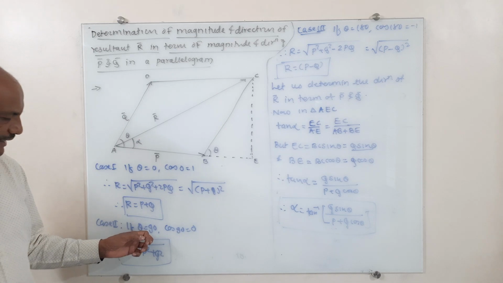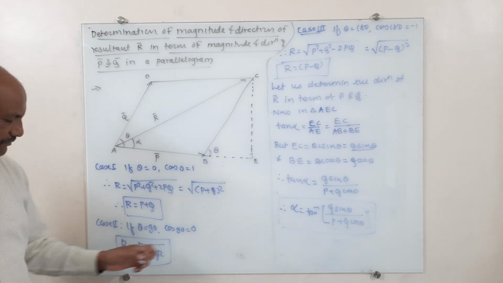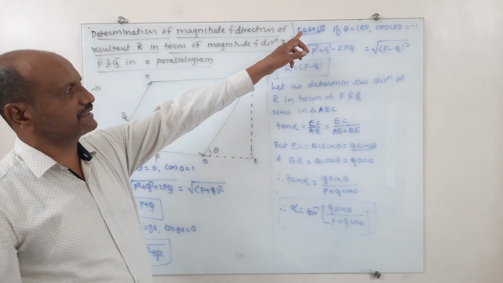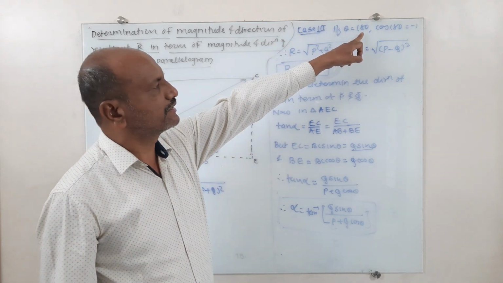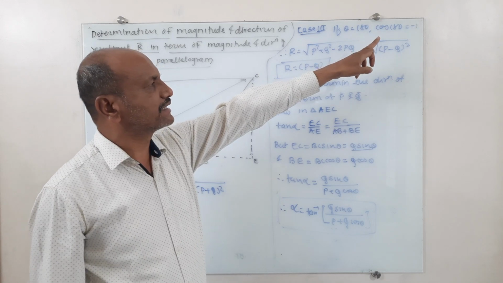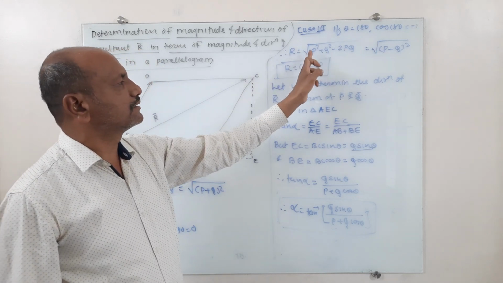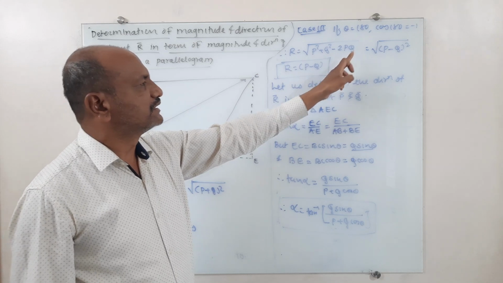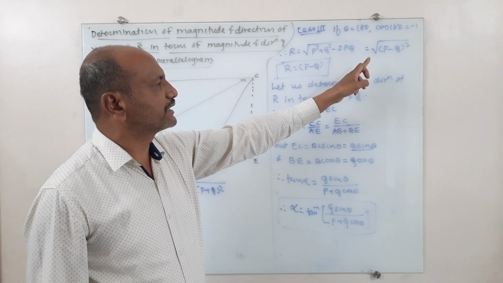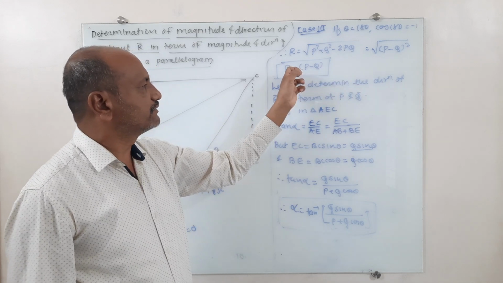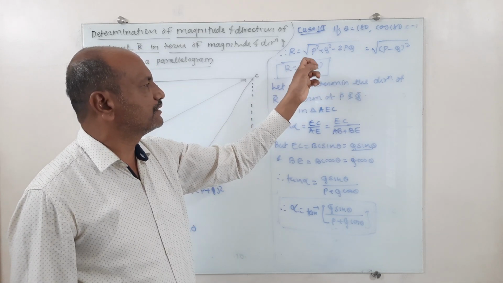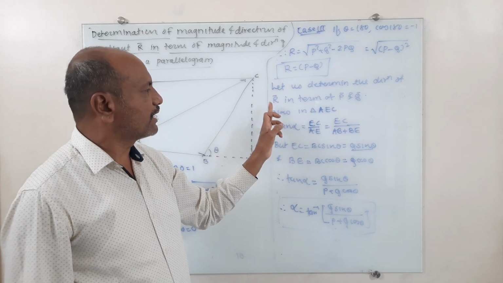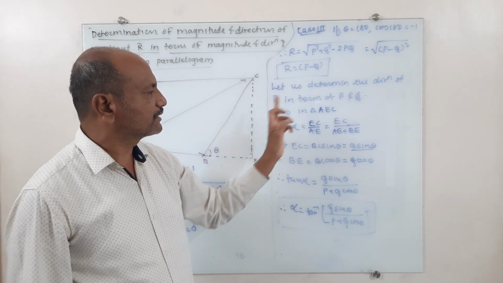If theta is equal to 90, cos 90 is equal to 0, then we get R is equal to under root P square plus Q square. Case number 3, if theta is equal to 180 degree, cos 180 is equal to minus 1, R is equal to under root P square plus Q square minus 2PQ is equal to under root P minus Q whole bracket square. Finally, we get R is equal to P minus Q. Let us determine the direction of R bar in term of P bar and Q bar.